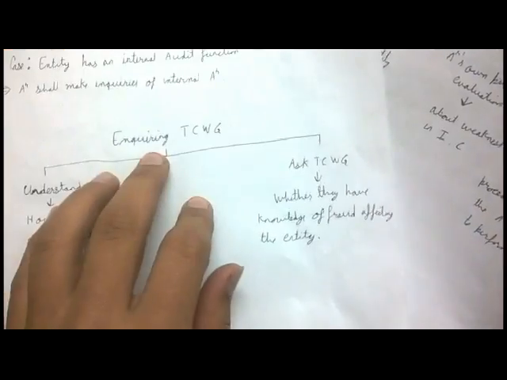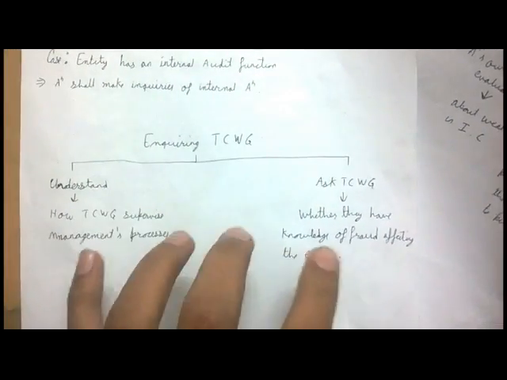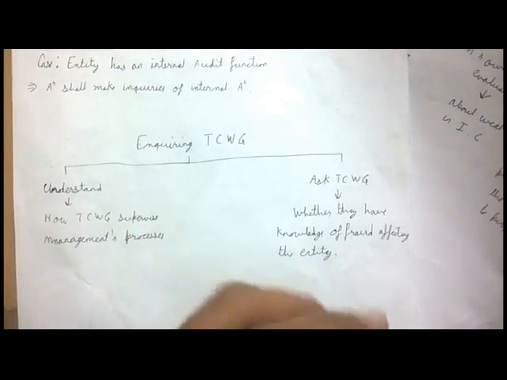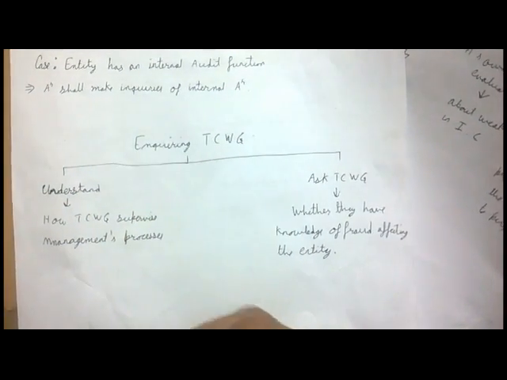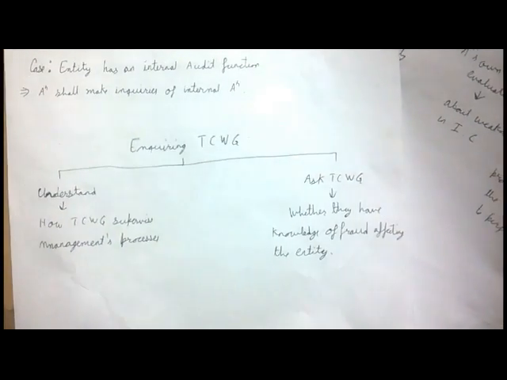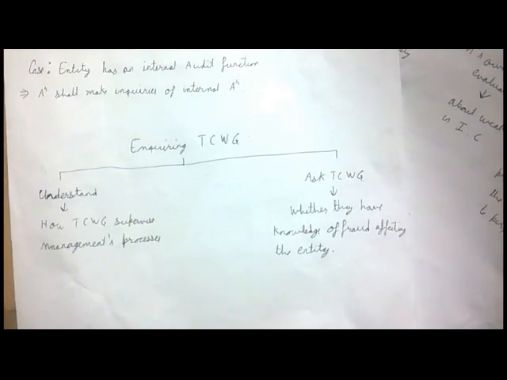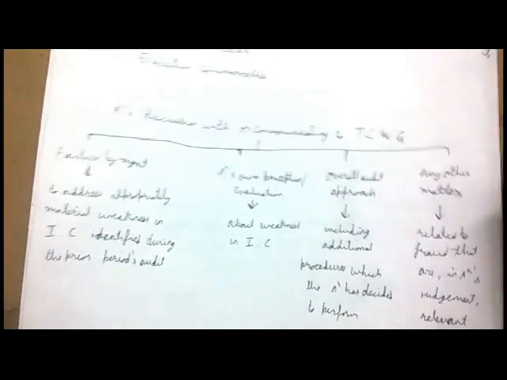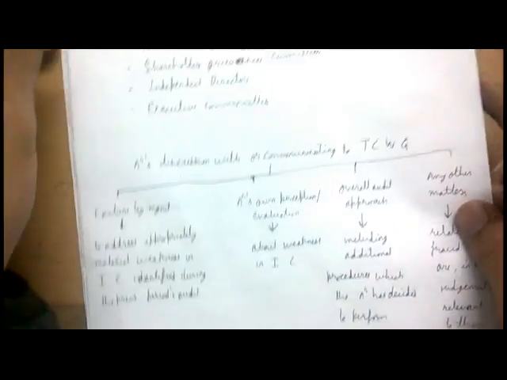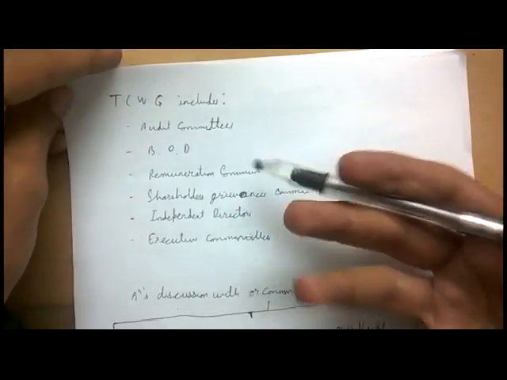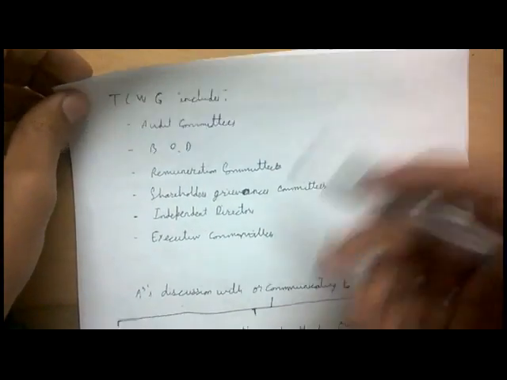Over here we were inquiring from TCWG, asking you to provide us information on how you are supervising the management's processes, and whether you have any knowledge of fraud affecting the entity. But in this particular case, we are providing the information to TCWG. Right, so this was regarding TCWG, and who are included in TCWG, you already know about that.